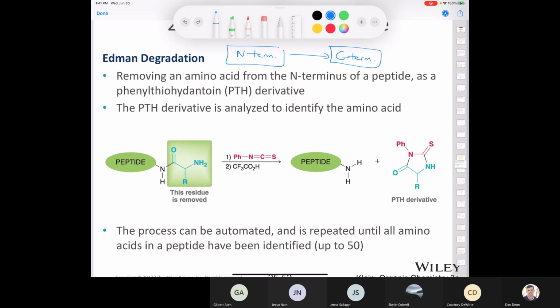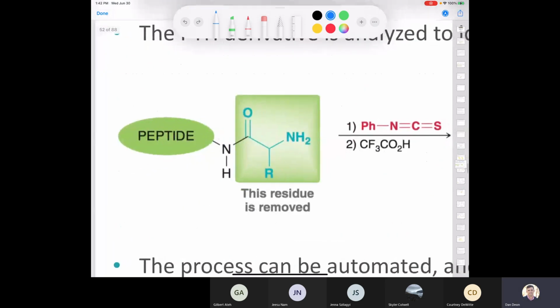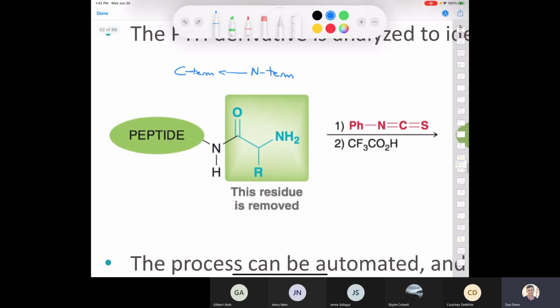So check it out. Here's a big old peptide, right? In this picture, all they're doing is zooming in on the N terminus, right? So they've kind of got it spun around, right? Now they're going from the N terminus, and then the C terminus is over here. And I know that's not the convention. Normally we put the N terminus on the left. This is just done for instructional purposes to show you, wow, this is where the reaction occurs.